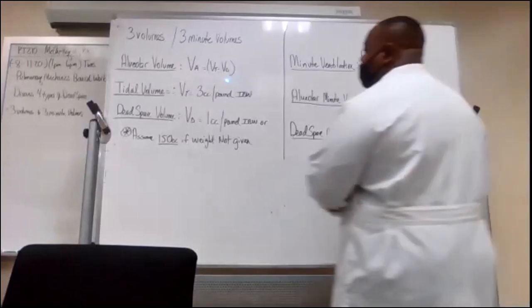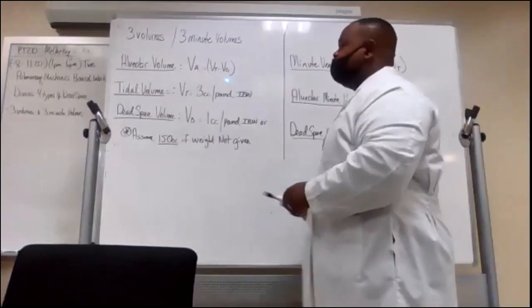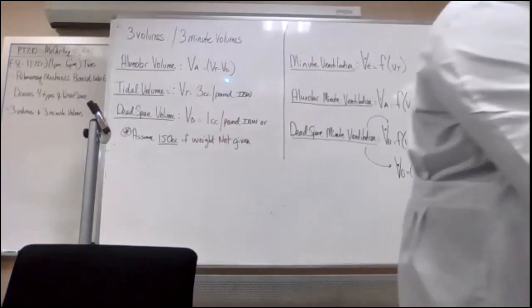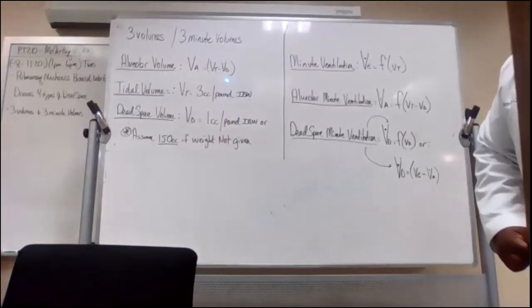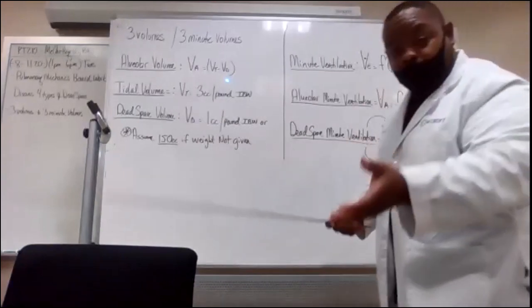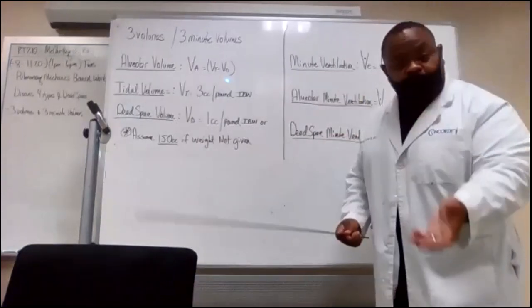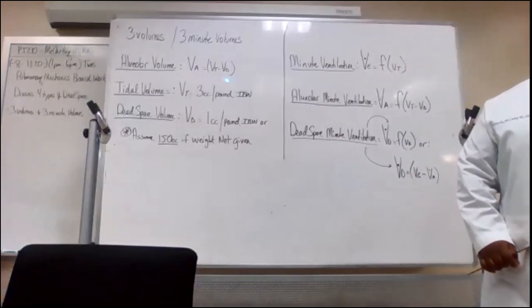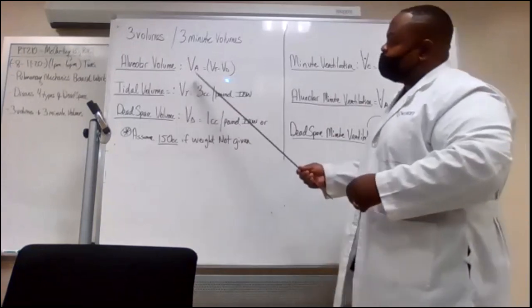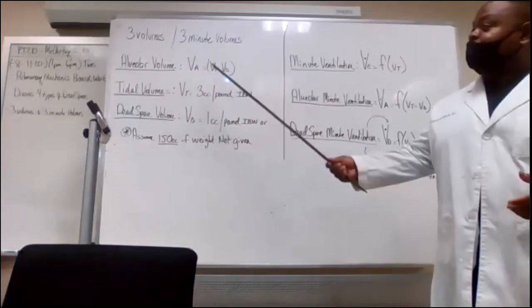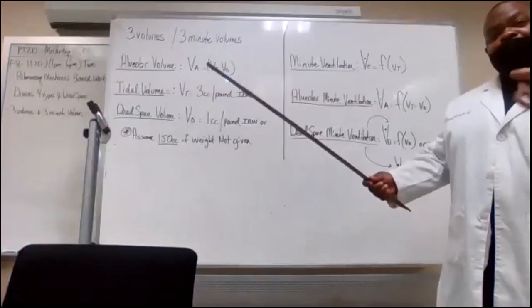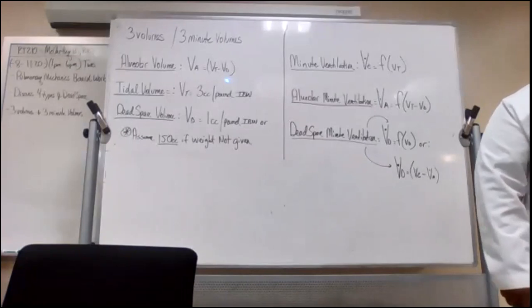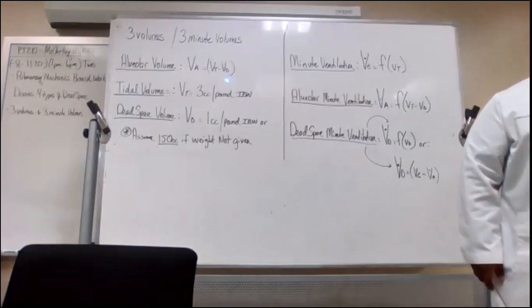The 3 volumes are alveolar volume, tidal volume, and dead space volume. Okay? These are the formulas. Alveolar volume is simply tidal volume minus the dead space volume. The whole tidal volume, you take away the dead space, and what's left is the alveolar volume.